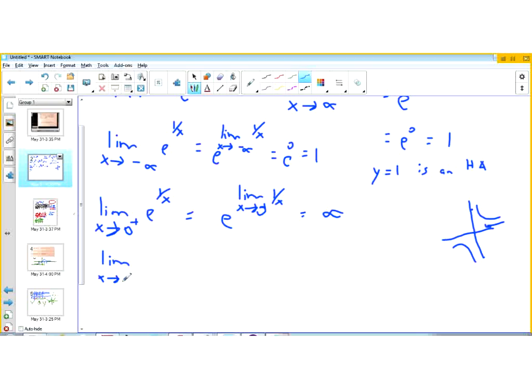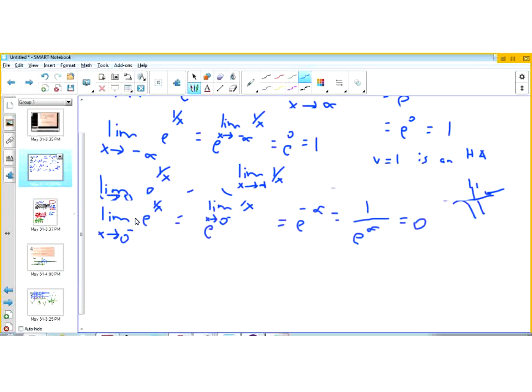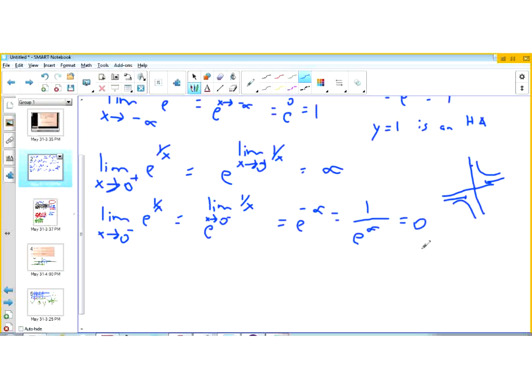Now how about the limit as x approaches 0 from numbers less than 0 of e to the 1 over x? Well, that would equal e to the limit as x approaches 0 minus of 1 over x. And so we approach 0 from this direction and we shoot toward minus infinity. So that would be e to the minus infinity, which is equal to 1 over e to the infinity, which is equal to 0. Okay, so we have that result.